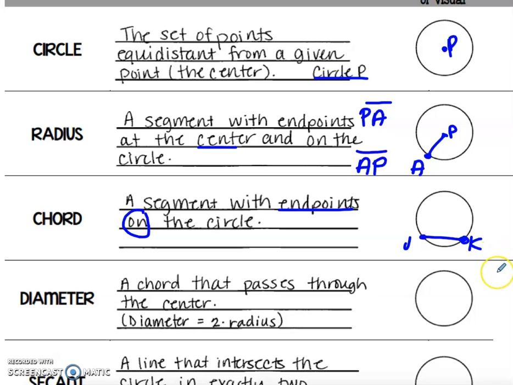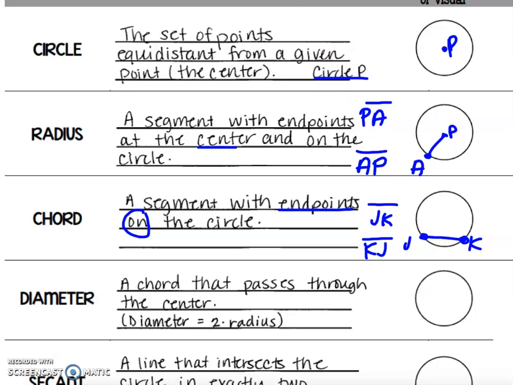And so if I have this chord JK, it's a line segment. So I'll say line segment JK, or you could reverse it KJ. So make sure to have the little line symbol across because you've got endpoints.